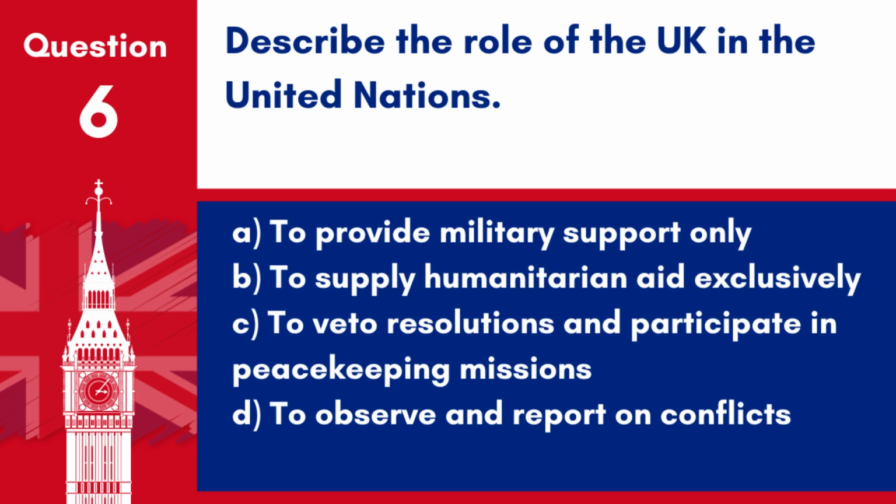Question 6. Describe the role of the UK in the United Nations. A. To provide military support only. B. To supply humanitarian aid exclusively. C. To veto resolutions and participate in peacekeeping missions. D. To observe and report on conflicts.